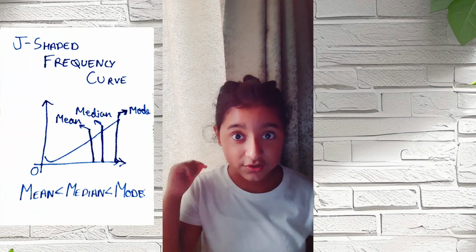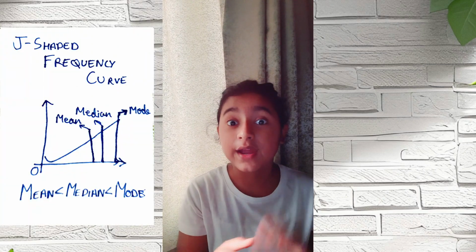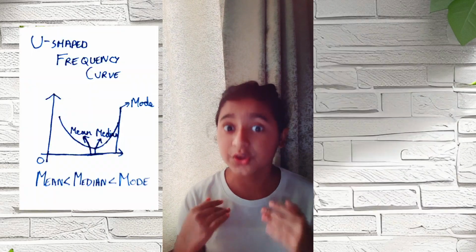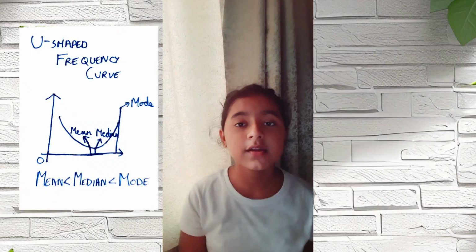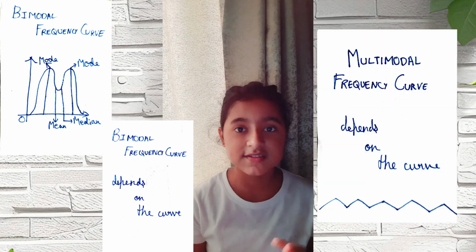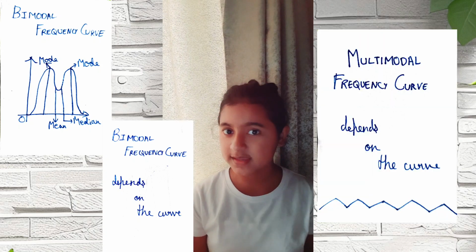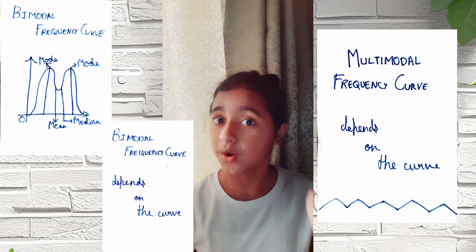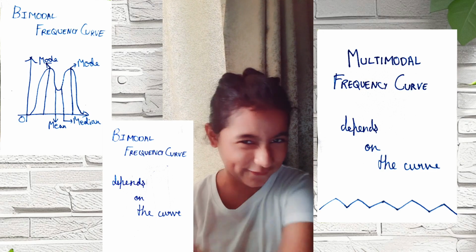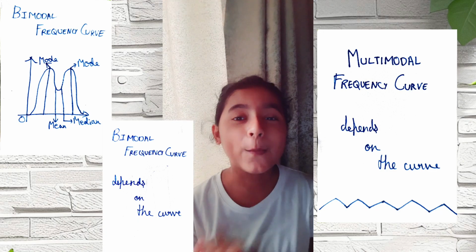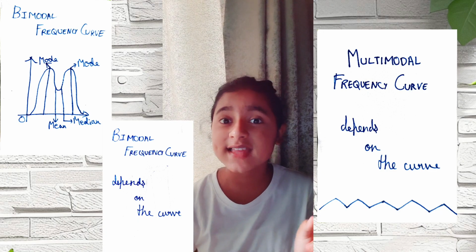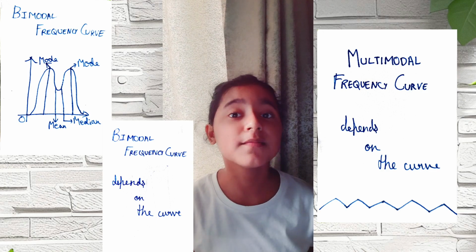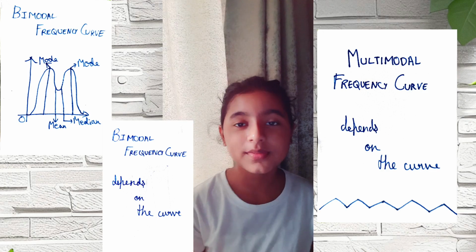Then there's the J-shaped curve, the inverse J-shaped curve, the U-shaped curve, and the bimodal and multimodal curves. But as you can see, the bimodal curve can be symmetrical, or else, fair warning, it depends on the graph. And the same is true of the multimodal graph.